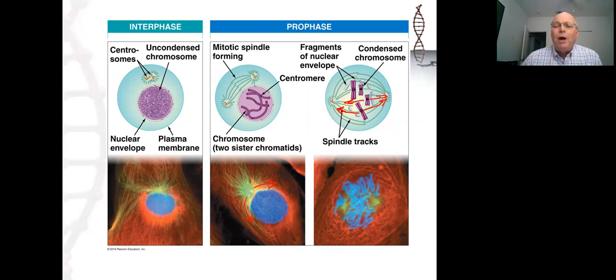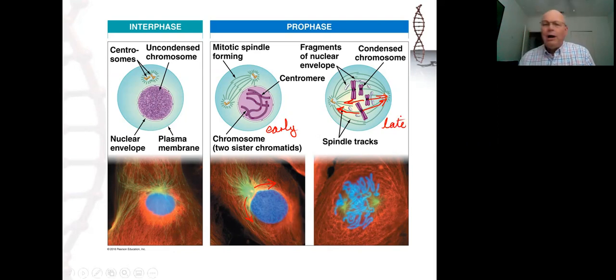So in order for the microtubules to engage with the chromosomes, the nuclear envelope needs to degrade. And so you can see that as part of the later stage, part of prophase. So this would be early prophase, and this would be late prophase.